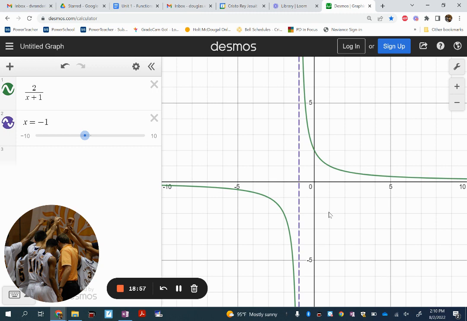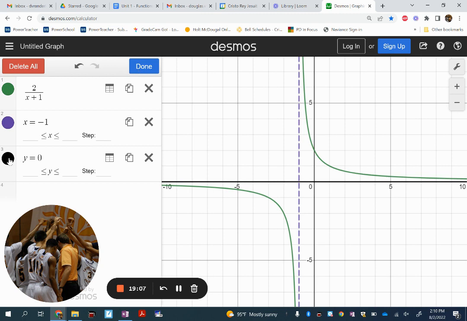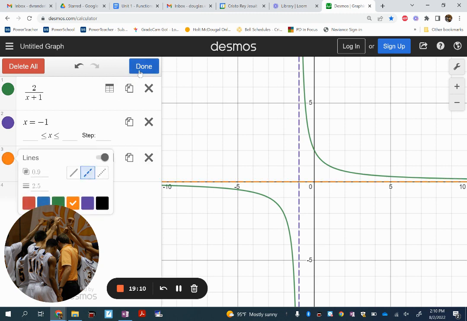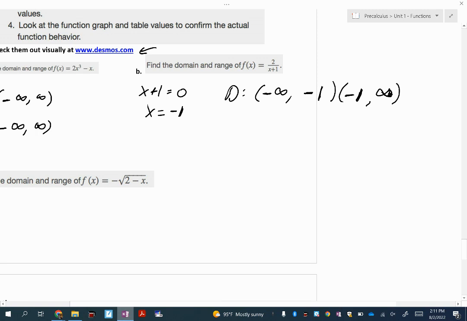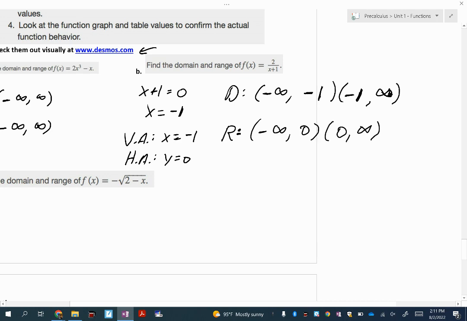Now if you look at the green curves, you notice that we're getting closer and closer and closer to the x-axis, but never touching it. So y equals 0 is actually the x-axis. Change the colors, change the look like that. And you might notice that that is called the horizontal asymptote. So we'll be going over this again, don't worry. But this has a vertical asymptote at x equals -1 and a horizontal asymptote at y equals 0, which, you guessed it, is going to influence what I write for the range. So the range is negative infinity to 0 and then 0 to infinity.